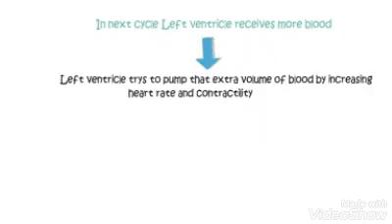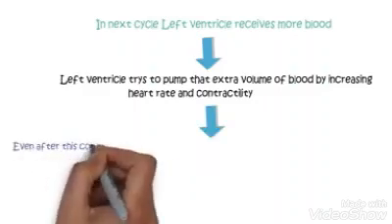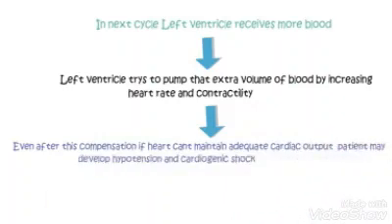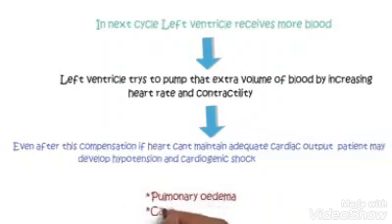Now in next cycle, that regurgitated blood should go to left ventricle. It means in next cycle, left ventricle receives more blood. Left ventricle try to pump that extra volume of blood by increasing the heart rate and contractility. Even after this compensation, if heart cannot maintain adequate cardiac output, patient may develop hypotension and cardiogenic shock. So, in acute mitral regurgitation, patient either present with pulmonary edema or cardiogenic shock.